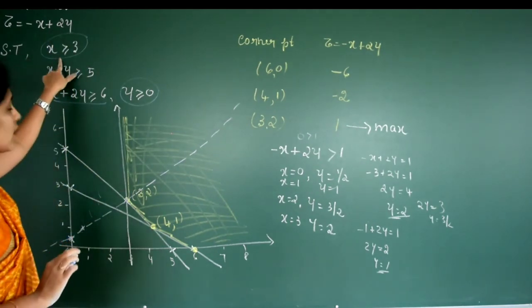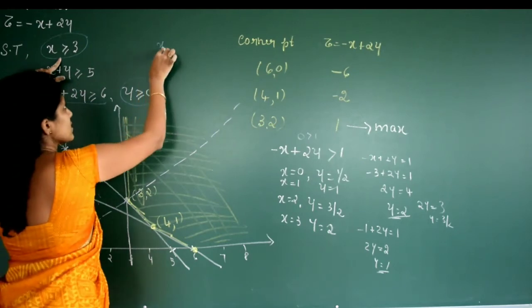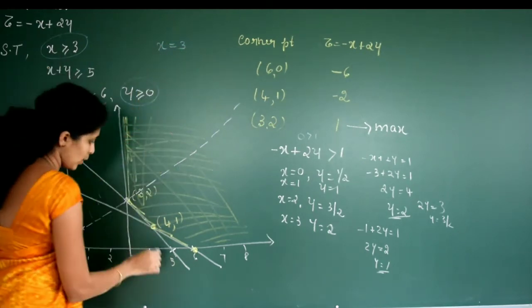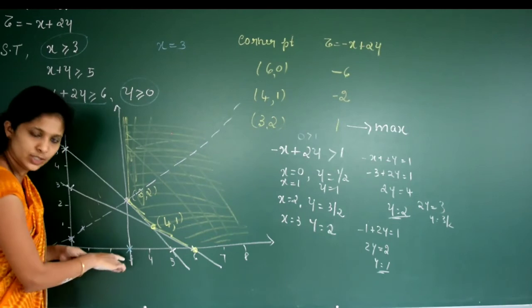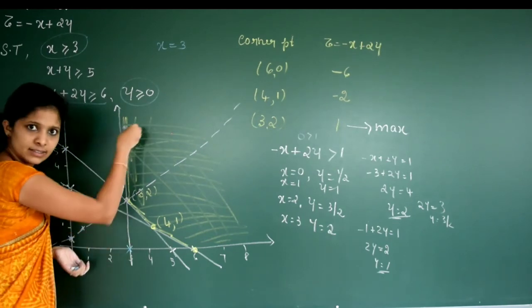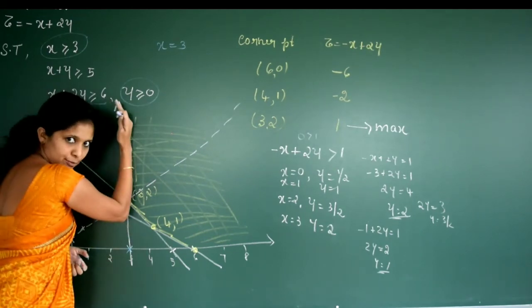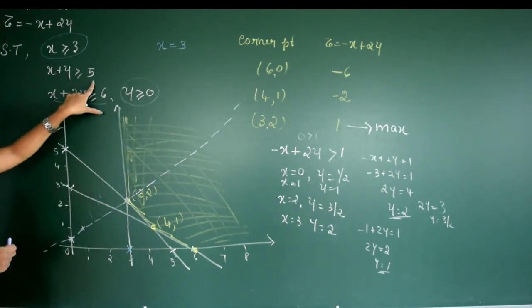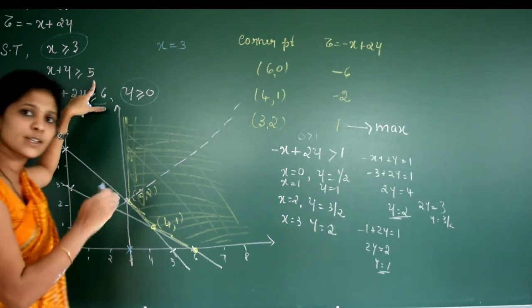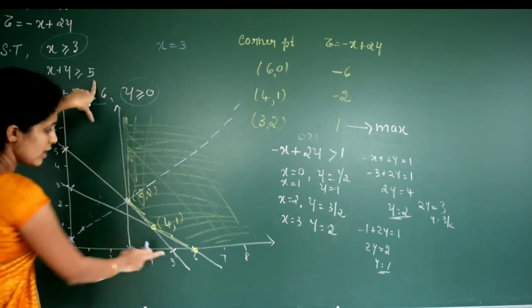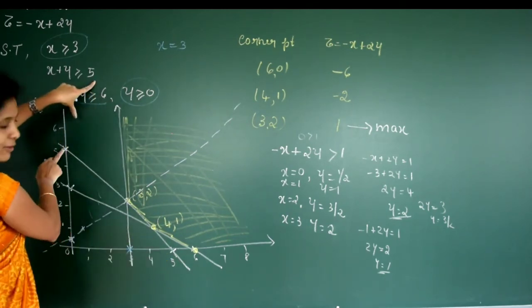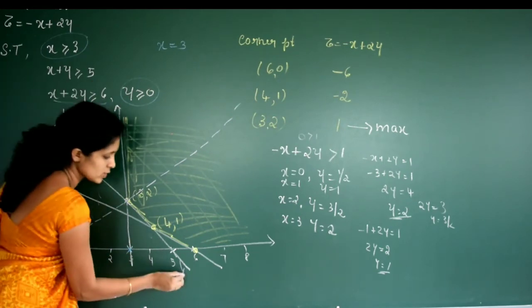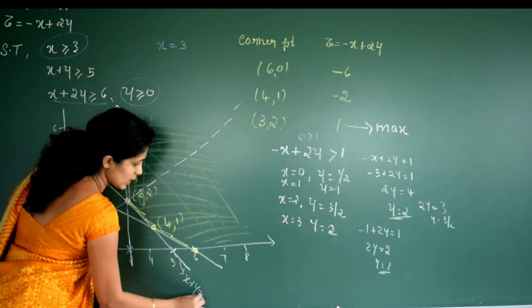So you have to draw x is equal to 3. First, x is equal to 3. Where is that point? This is the point, right? x is equal to 3. This will be a line, greater than or equal to 3 means, okay, this is a line, the first one. The second one is x plus y greater than or equal to 5. So what will be the points? 0, 5 and 5, 0. This is the line. Name this line. So this is now x plus y is equal to 5.